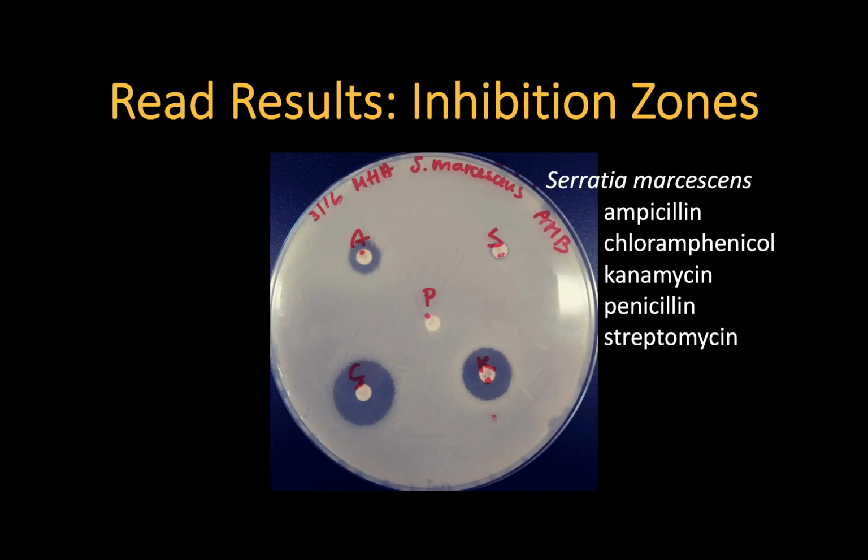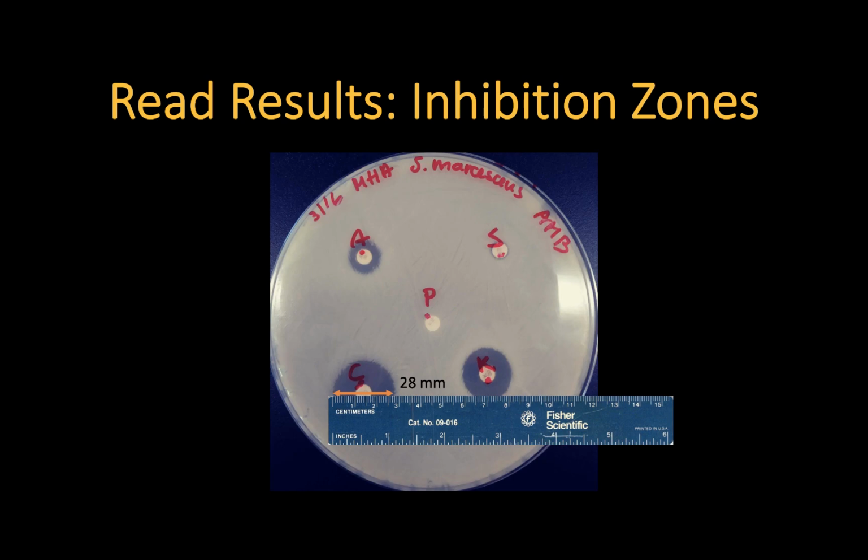Because the inhibition zones may not be perfectly circular, the diameter is measured 3 times, and the smallest of the 3 measurements is compared to a table of standards. In this example, the inhibition zone surrounding the disc with chloramphenicol is 28 millimeters.